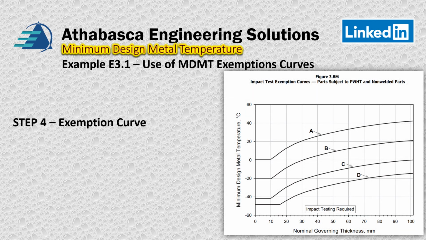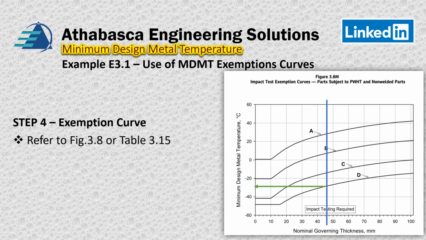Okay, let's move back to the exemption curve, step 4. Now we've determined our governing thickness. Let's work on our MDMT, the adjusted MDMT. So we refer to Table, in this case 3.8 or 3.15. This is what you would use for our particular alloy. And of course, we have a post-weld heat treated material and non-welded parts. So we are going to continue. We have a 46 millimeter part, and we go across and we get our MDMT of minus 28. And you can see there that we chose the curve D.